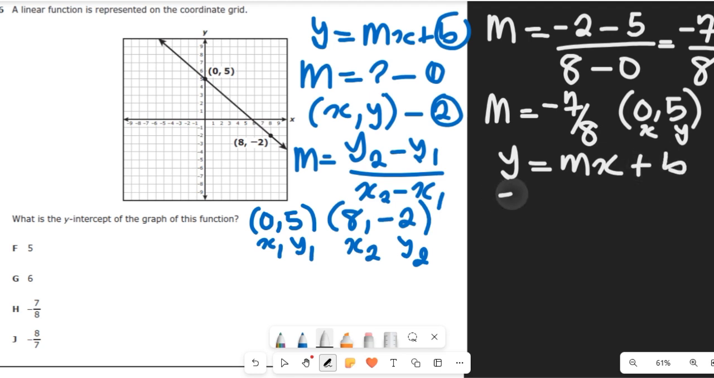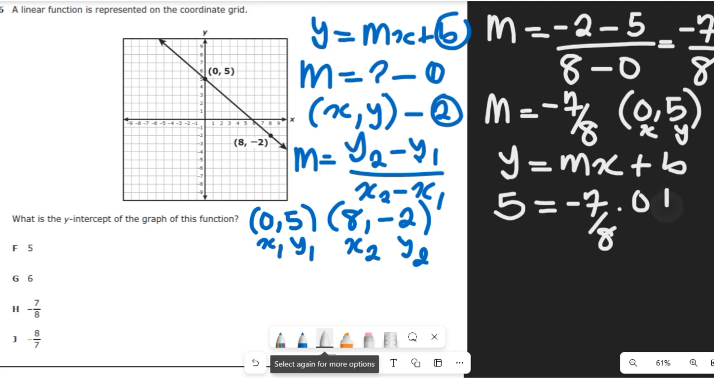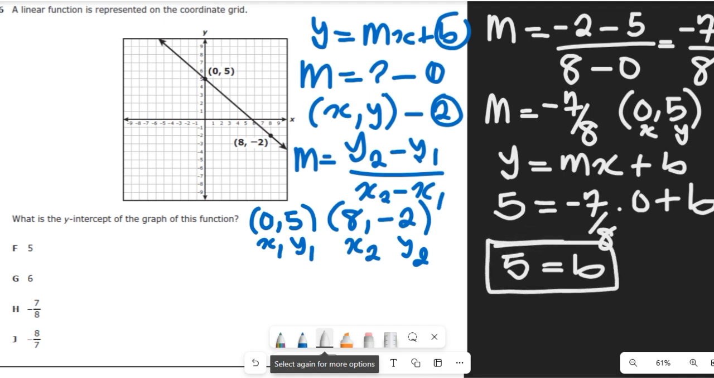From here, y is 5, right? And from here, the slope is negative 7 divided by 8 multiplied by x, 0, plus b. And remember, we are looking for the value of b. So negative 7 divided by 8 times 0 is going to give us 0. So we're going to have 5 equal to b, right? So the value of the intercept is b equals 5, which is option F.